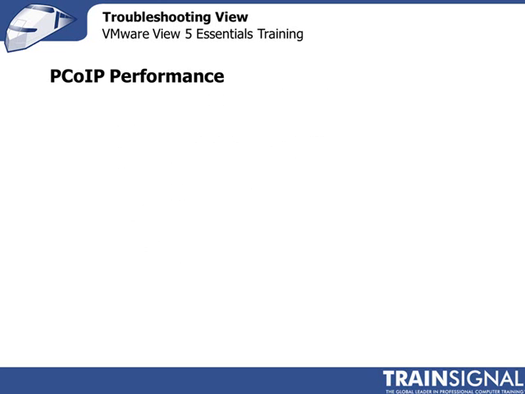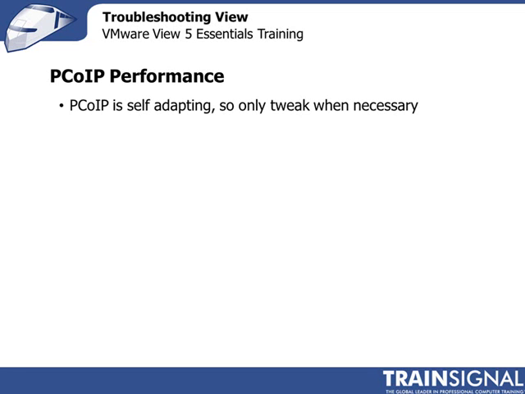So now let's talk about some of the tweaks you can make to improve PC over IP performance. First of all, remember that PC over IP is a self-adapting protocol, which will automatically manage bandwidth. So only tweak PC over IP when it is absolutely necessary. In other words, when you see problems. Before you tweak PC over IP, I highly recommend reducing the effects and animations within your parent VM. This would include disabling arrow effects and themes within Windows.